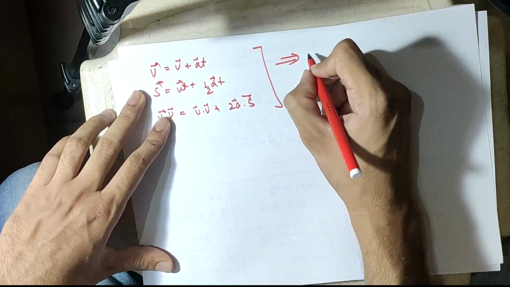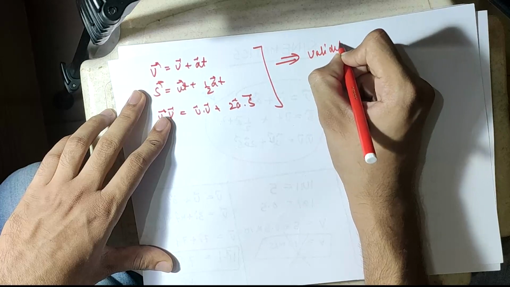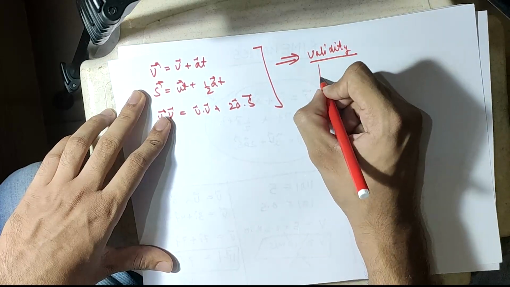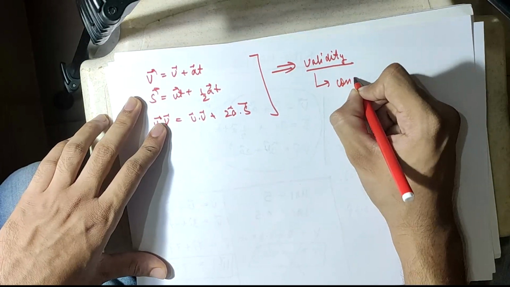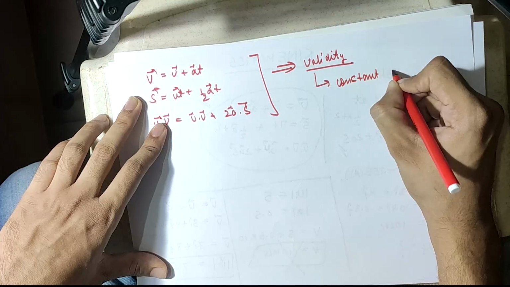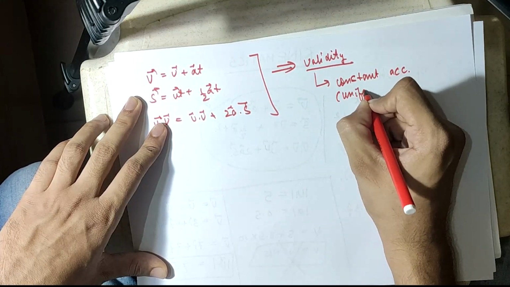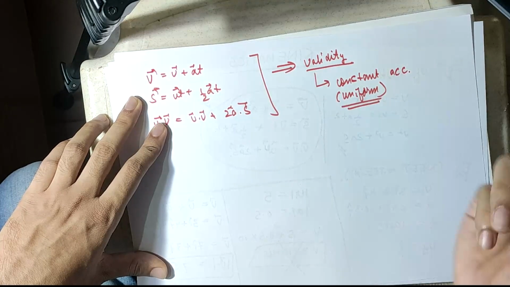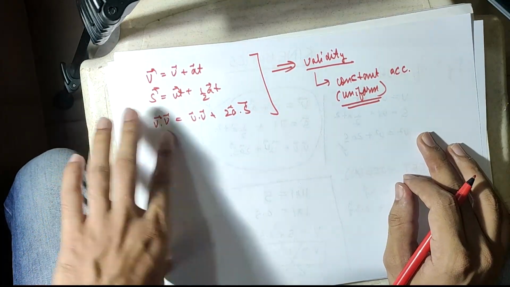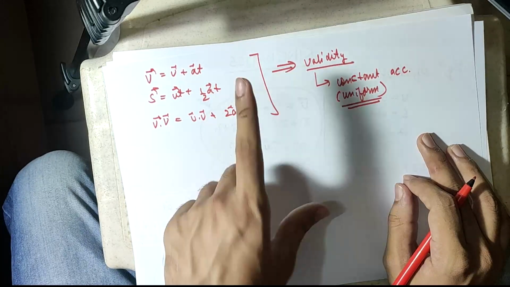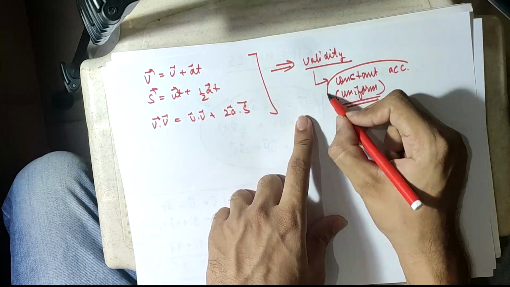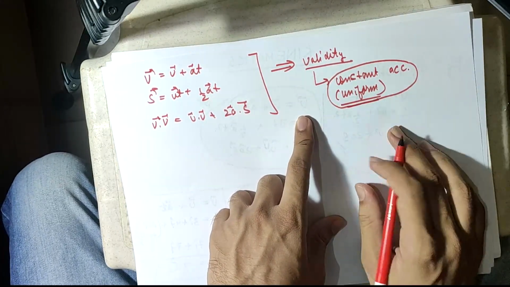First, let's learn about the validity. When are these equations of motion valid? Under constant acceleration. Constant means uniform acceleration. So this is the point you have to remember. These equations of motion are valid only when the acceleration given is constant or uniform. Both are the same thing.